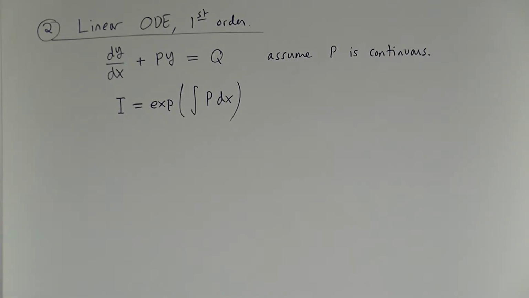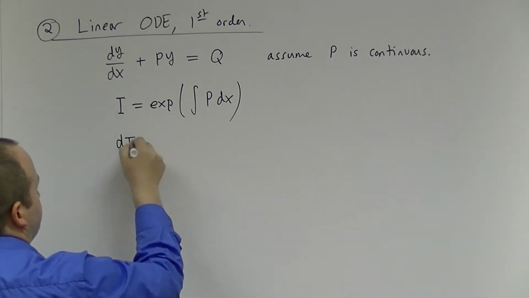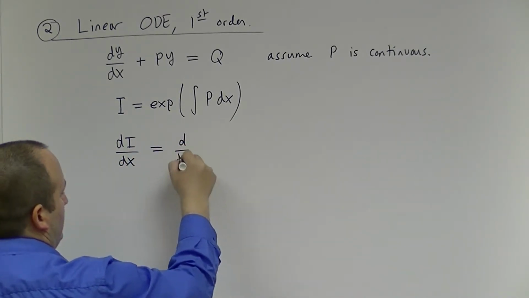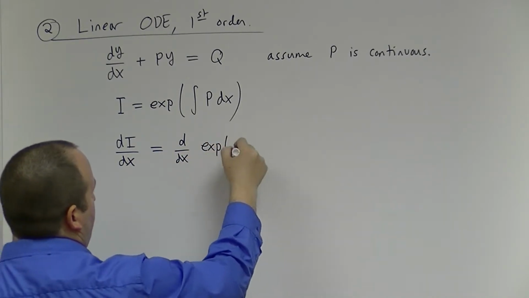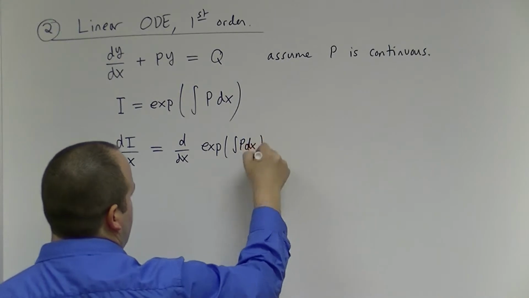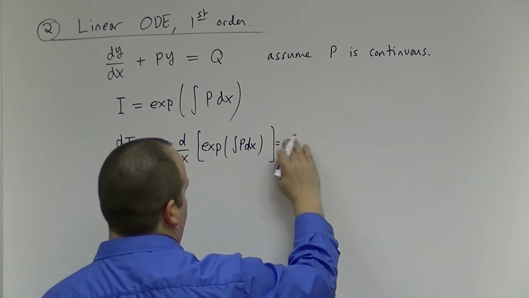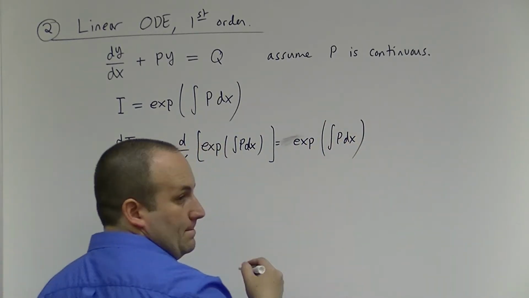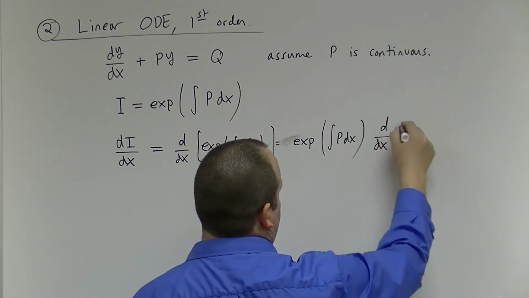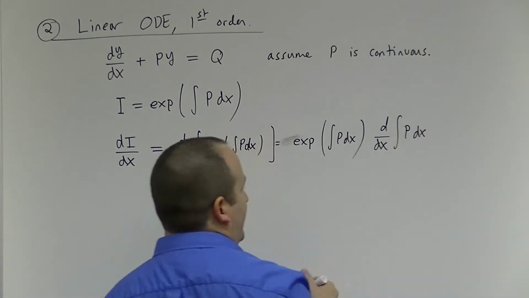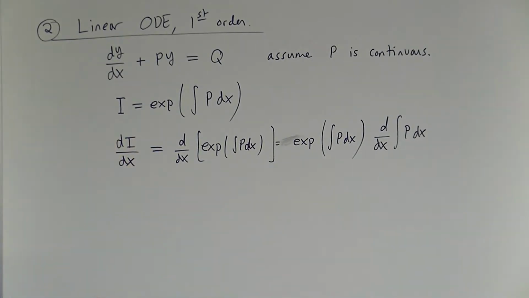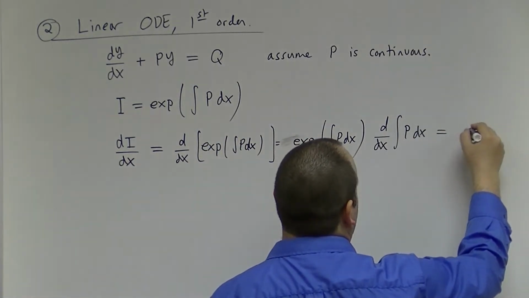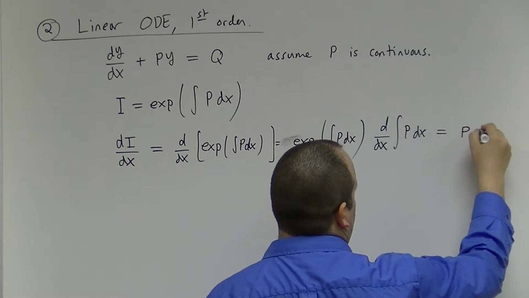Okay, so what is dI/dx? So I'm differentiating an exponential. So that we understand, right? The derivative of the exponential is the exponential again, right? Then we've got to differentiate the inside function. Hey, but that's the derivative of an antiderivative, or a class of antiderivatives. Anyway, the answer is p, right? So we get p times the exponential again. So if you look at that, that's p times I.